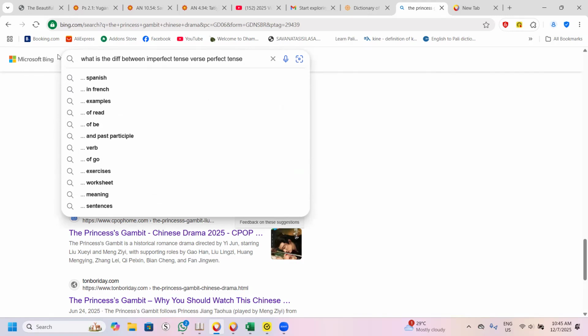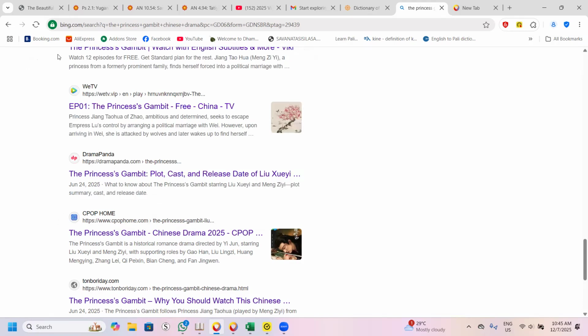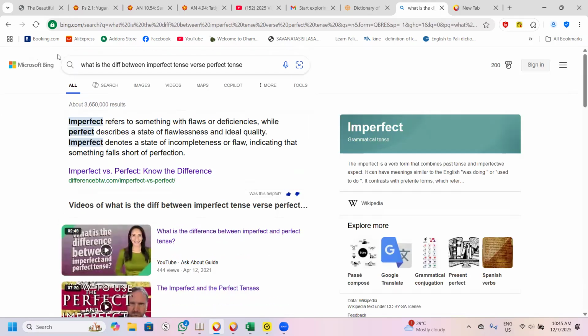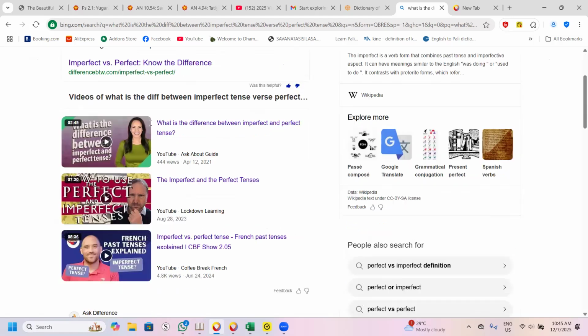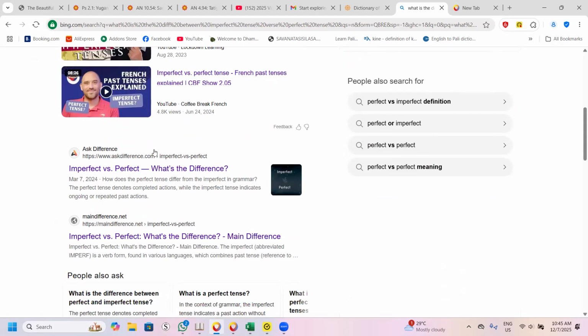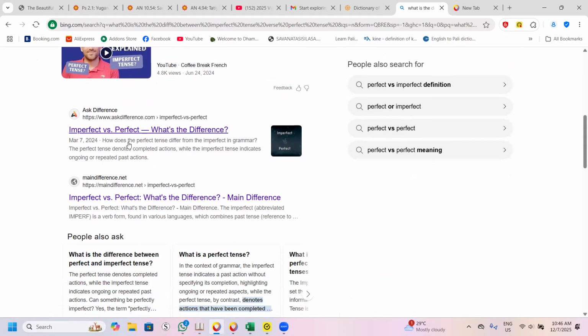Of course, you don't have to do that kind of translation because you are not an English grammar teacher. So you do it as basic. Now you see, imperfect tense is something with a flaw, that means it's not finished. If you read here, you got a problem. Perfect is described as flawless. This is not correct.